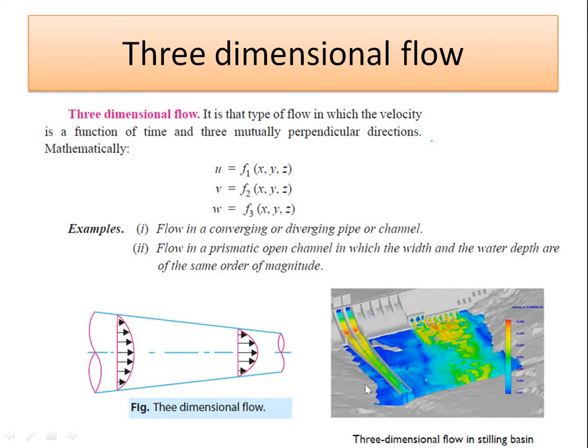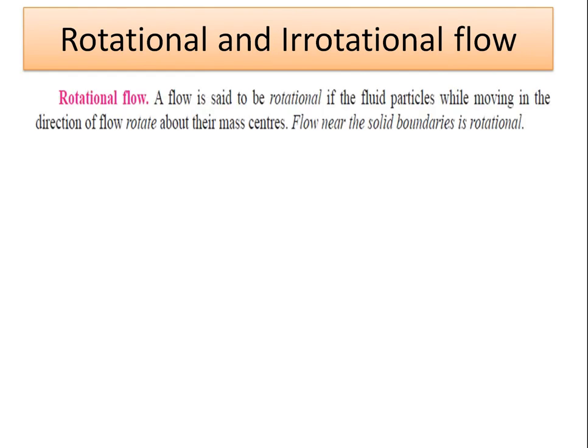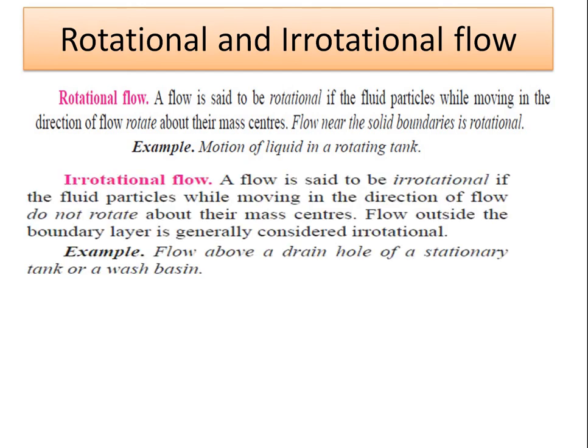And the last category is rotational and irrotational flow. A flow is said to be rotational if the fluid particles, while moving in the direction of flow, rotate about their mass center. Then it is called a rotational flow. The flow near solid bodies is rotational. For example, motion of liquid in a rotating tank.